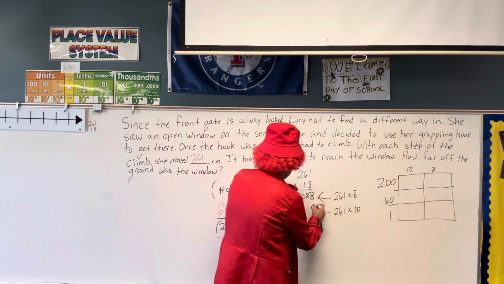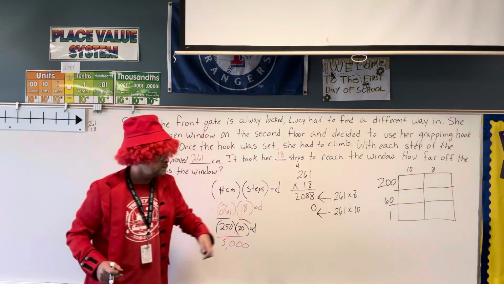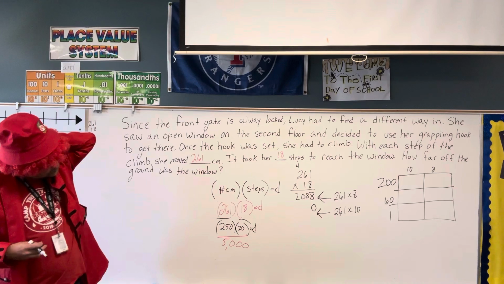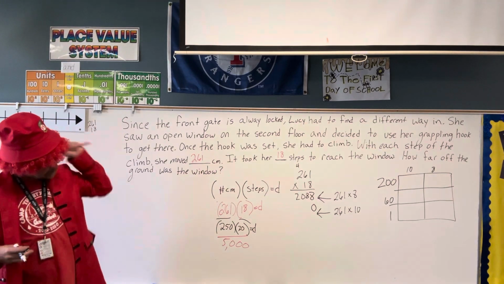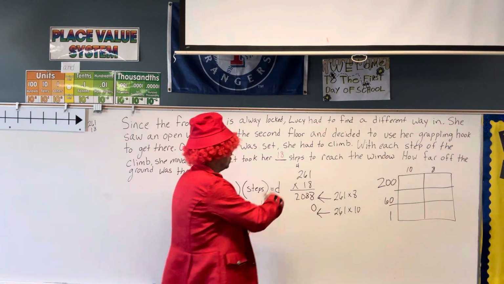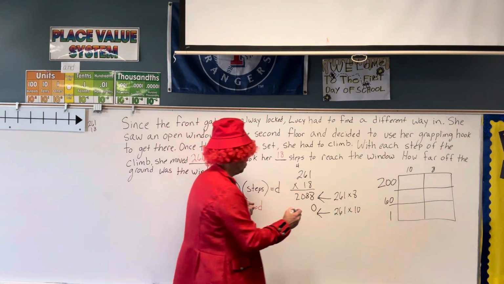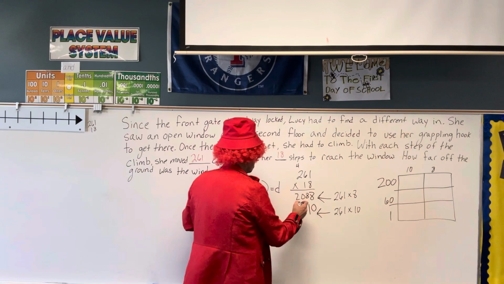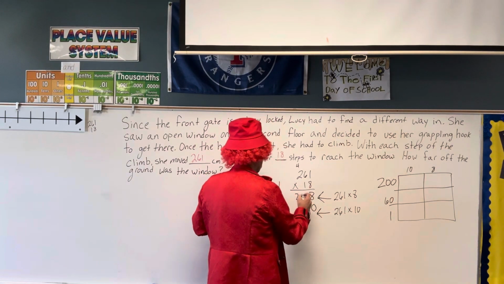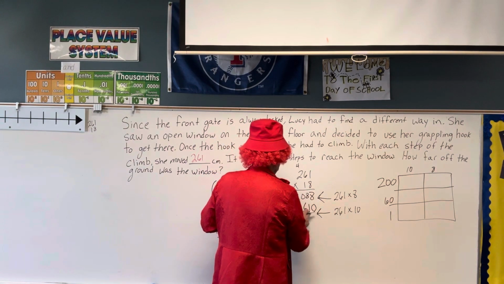Now, I'm going to have to put a 0 because we're going to the tens place. Now we're multiplying 261 by 10. What's 1 times 1? 1. What's 1 times 6? 6. What's 1 times 2? 2.